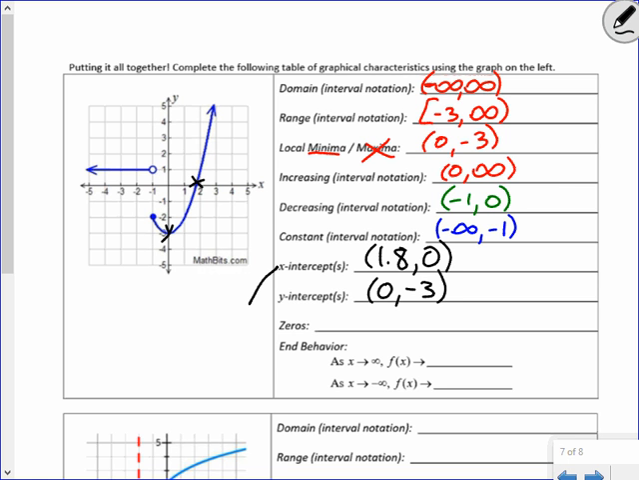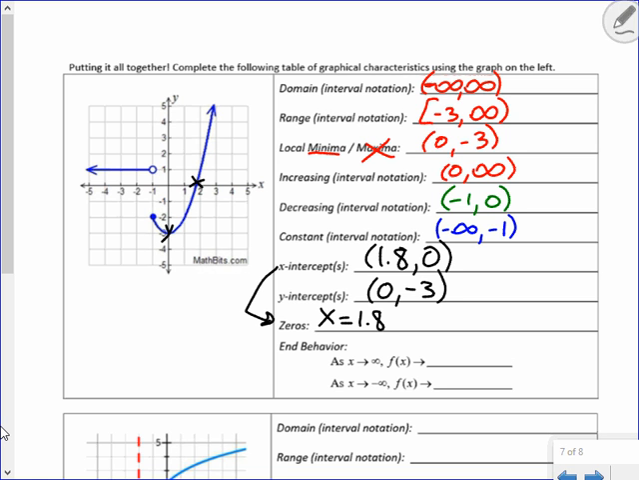Now, the x-intercept and the zeros are very closely related. Remember, x-intercept, zeros, roots, and solutions are all interchangeable. The only thing that's different for this line is that you're going to write the 1.8 with x equals instead of as a point. The x-intercept should always be a point, but anytime you're asked for zeros, solutions, or roots, you would write that with x equals and then the actual x value.